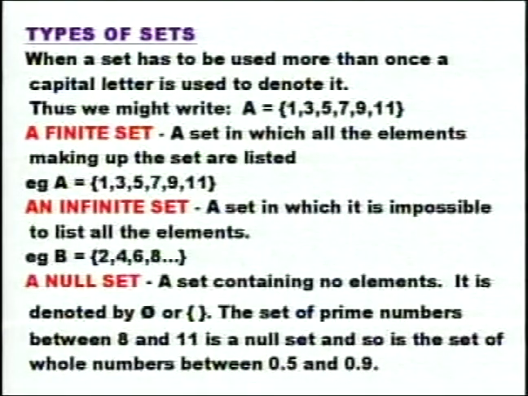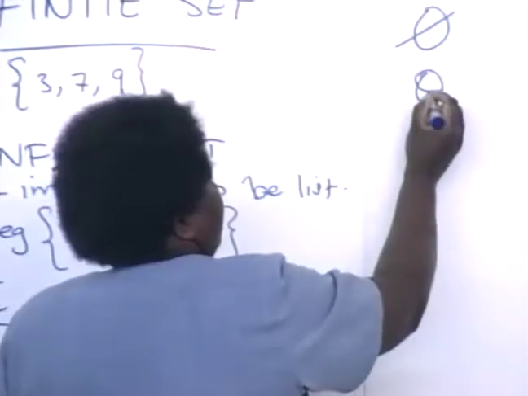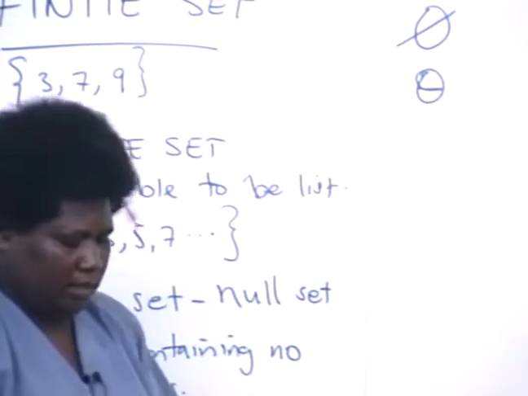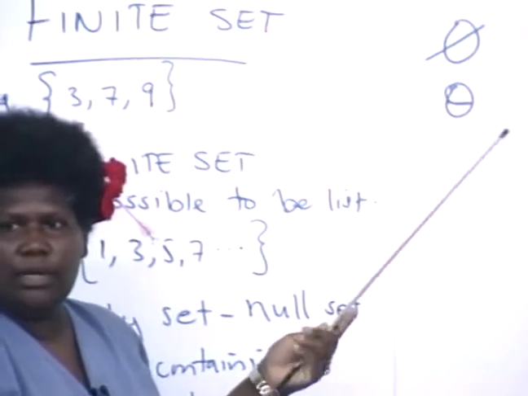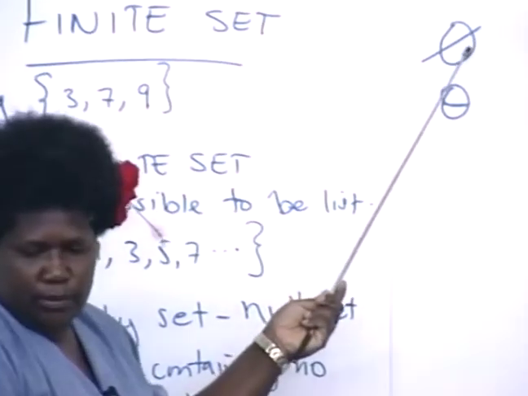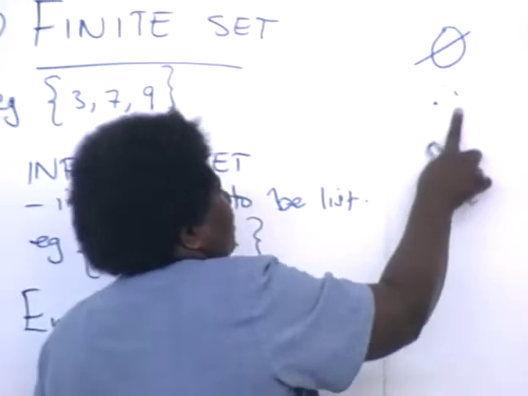All right, a null set is a set containing no elements. It is denoted by this sign here. Okay, if I can write it again on the board, a null set is denoted by this. It is not denoted by this. Okay, these are two different things. This is theta. We usually use that to denote an angle. This one we use to denote a null set.